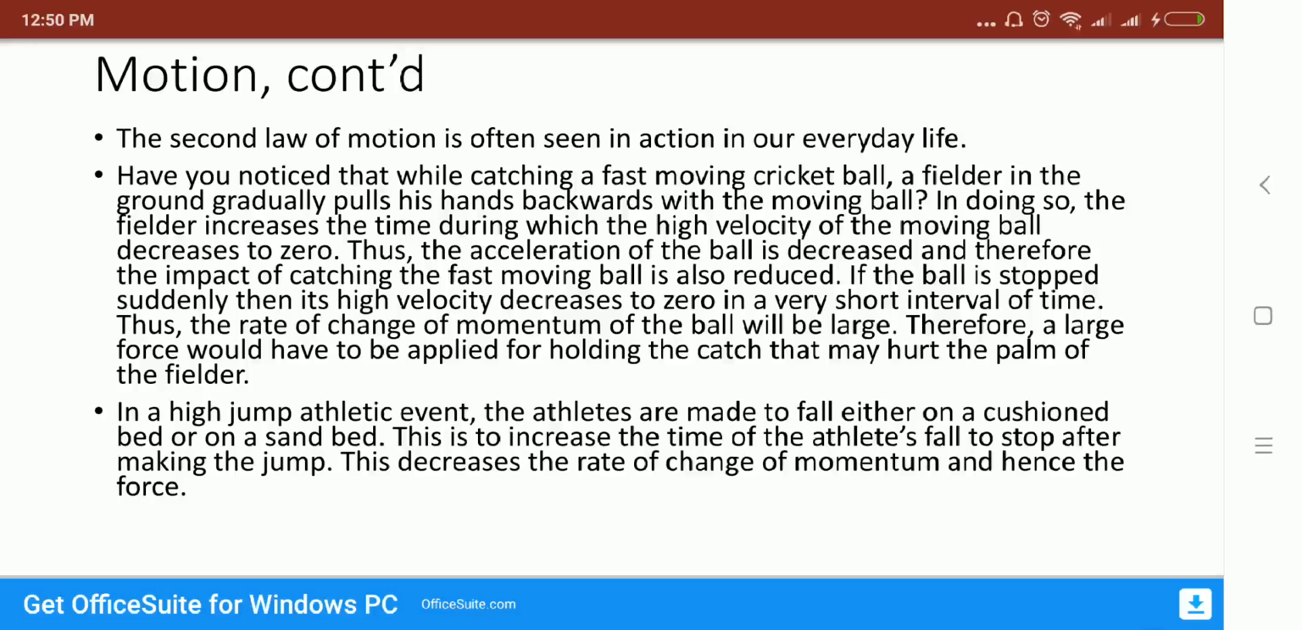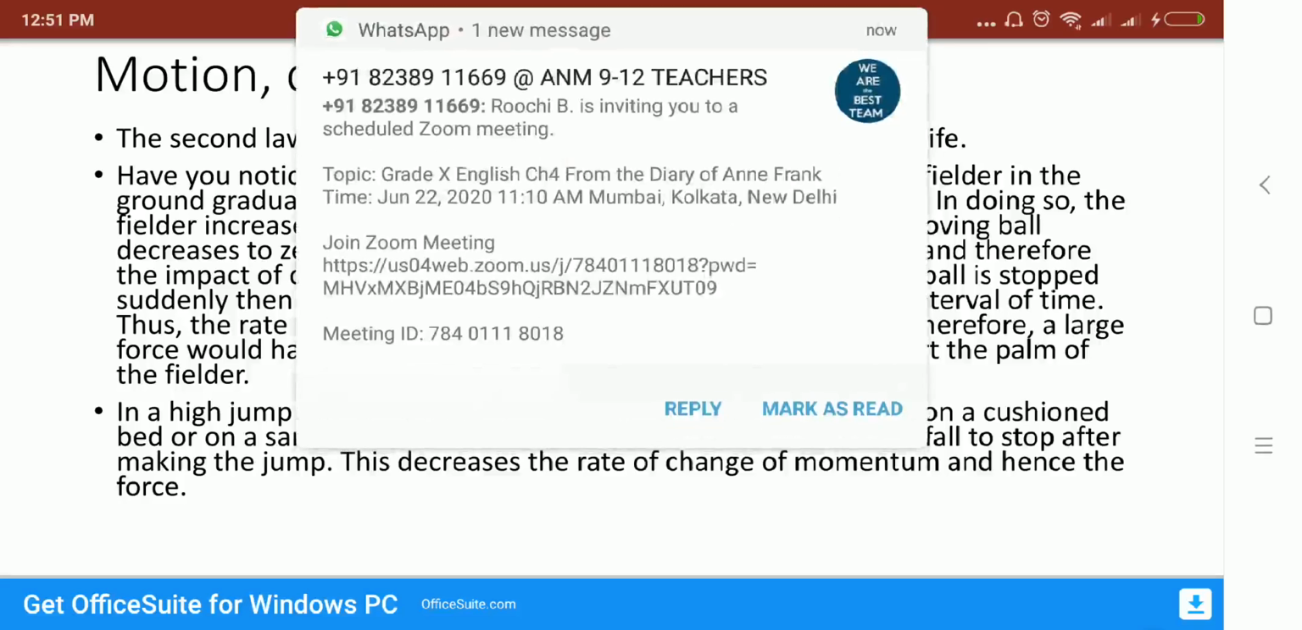So what is he doing? While catching, he moves his hands backward. So the time duration to stop that particular ball increases. As the time increases, obviously the acceleration is reduced, and if acceleration is reduced, less force affects the hand while catching, so it won't harm the fielder.